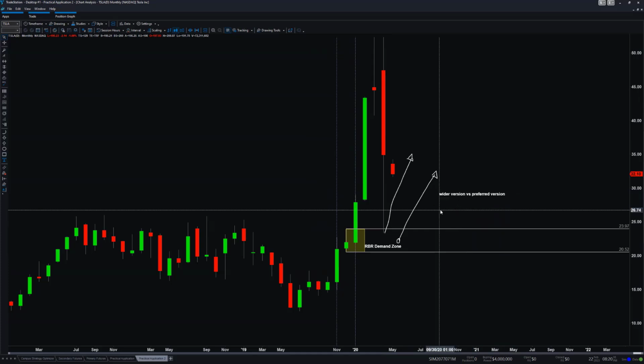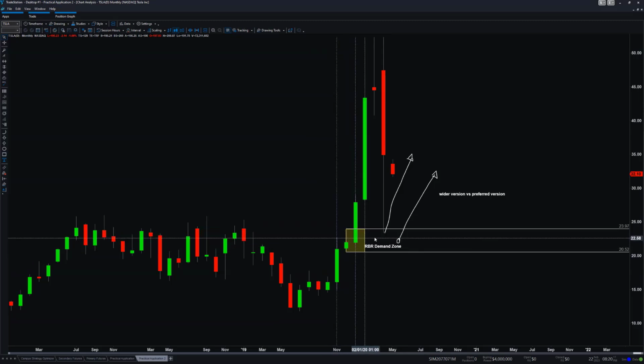For now, we just have to understand the unfilled orders. They are within the base, and we never quite know where they are exactly within the base. They could be within the wider version on the upper part of the basing candle. They could be within the lower part. They could be somewhere in the middle. They're hidden. We don't see them.